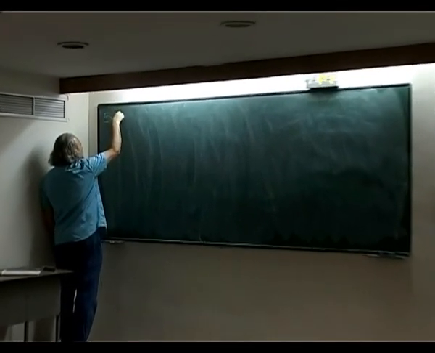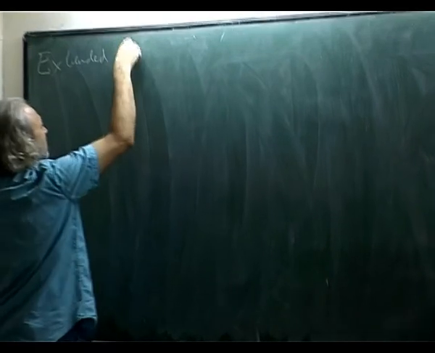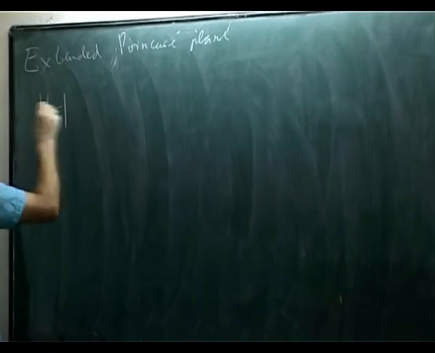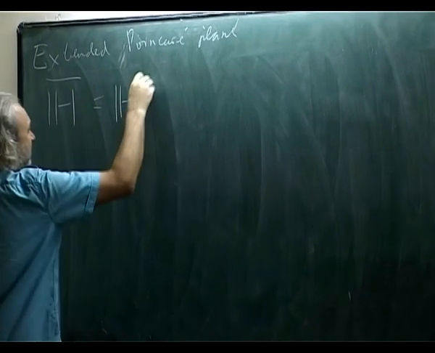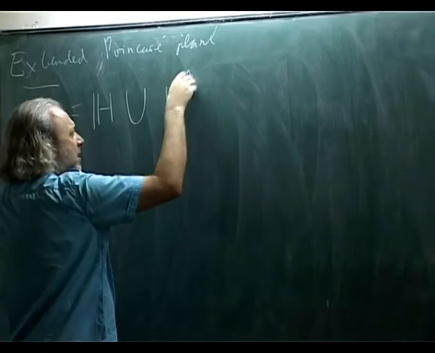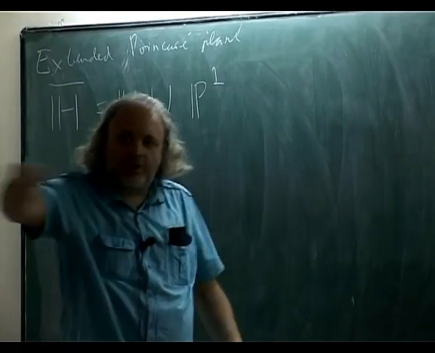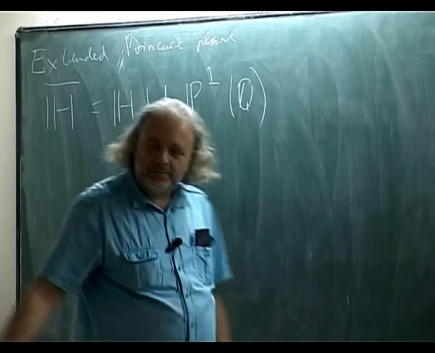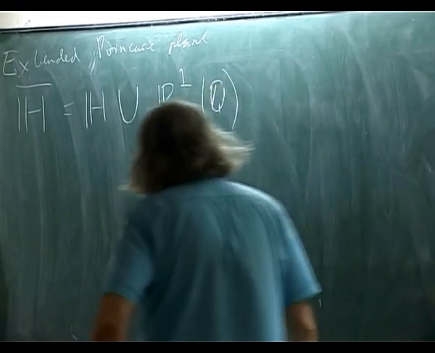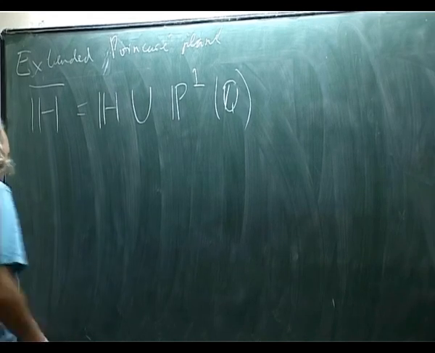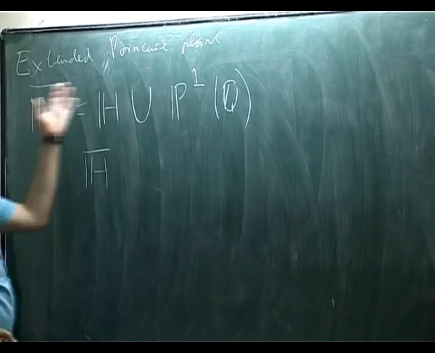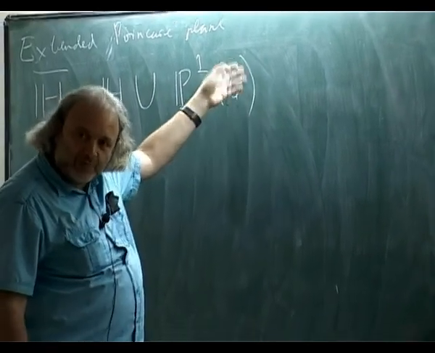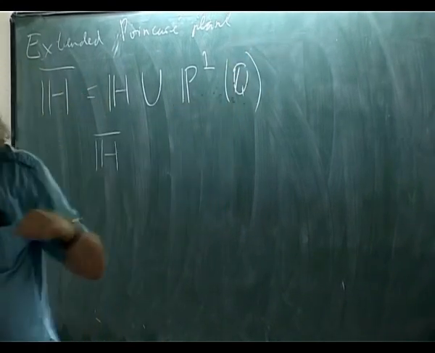The extended Poincare plane H bar is H, and we also add the point at infinity and all rational points on the real line, so P1 of Q. And then our group gamma of 1 acts on this, and it's simply just one orbit, and this orbit exactly gives the missing point that we have to add.